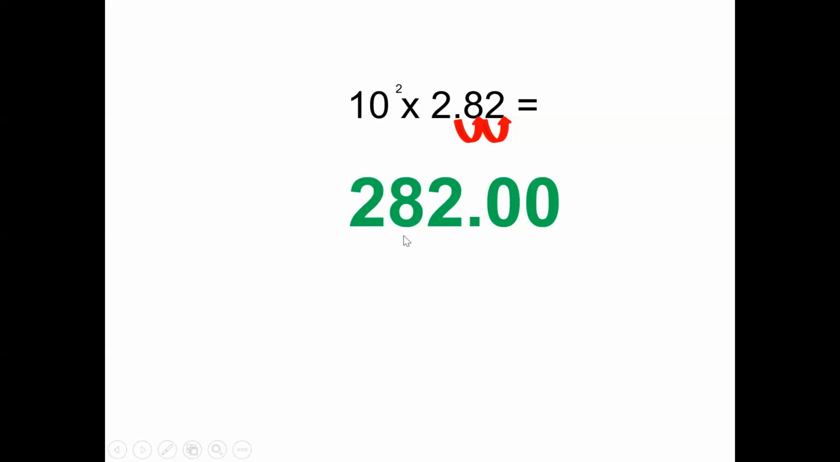So there I have 282. So instead of having $2.82, I now have $282, okay? I'm trying to find the relation between money and decimals because they're the same thing. You understand that having $282 is more than having $2.82.